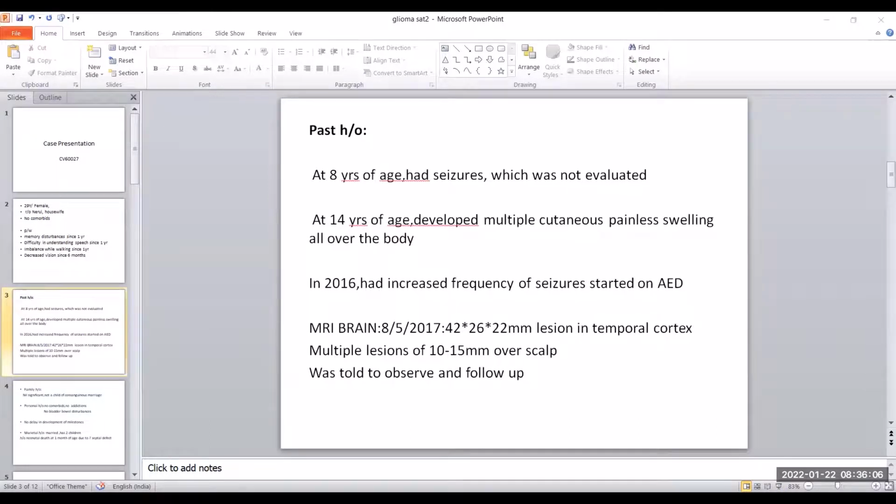Past history: at 8 years of age, she had seizures, which were not evaluated. At 14 years of age, she developed multiple cutaneous painless swellings all over the body. In 2016, she had increased frequency of seizures and was started on anti-epileptic drugs, but not evaluated. In May 2017, MRI brain was done. There was a 4 centimeter lesion in the temporal cortex with multiple lesions of about 10 to 15 mm over the scalp. At that time she was told to observe and follow up.